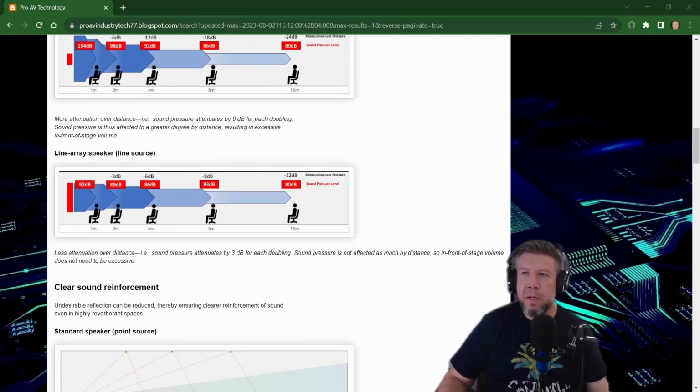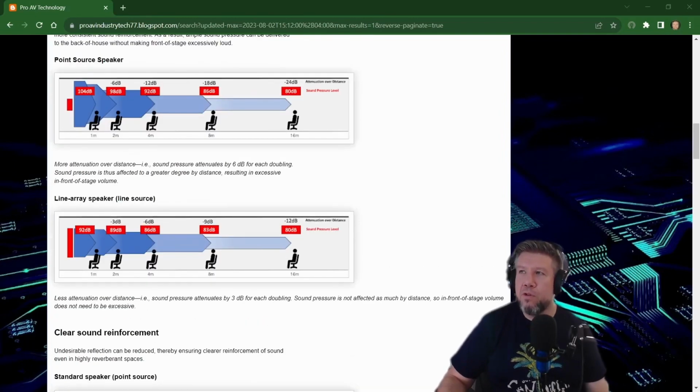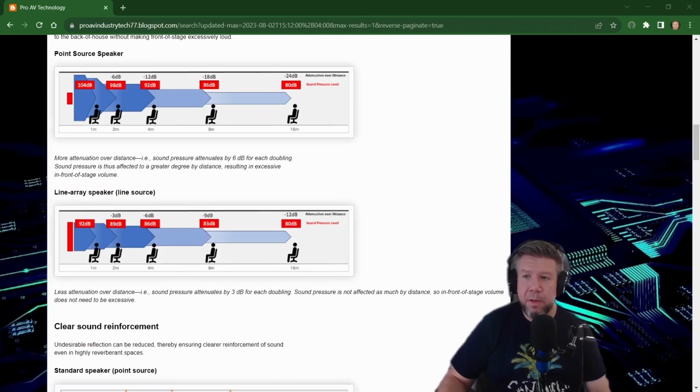Line array speaker systems were designed to overcome this. Over a longer distance, you've got less sound pressure level drop. For instance, a person sitting at 1 meter gets 92 decibels. At 2 meters, 4 meters, 8 meters, you've got far less sound pressure level loss compared to a point source speaker. If you're sitting at 16 meters, as I've got here in these 2 diagrams, with the point source speaker you lose at least 24 decibels at 16 meters, whereas with the line array you only lose about 12 in some cases. So less attenuation over distance, i.e. sound pressure attenuates by 3 decibels for each doubling. Sound pressure is not affected as much by distance, so in-front-of-stage volume does not need to be excessive. Okay, I hope that makes sense.